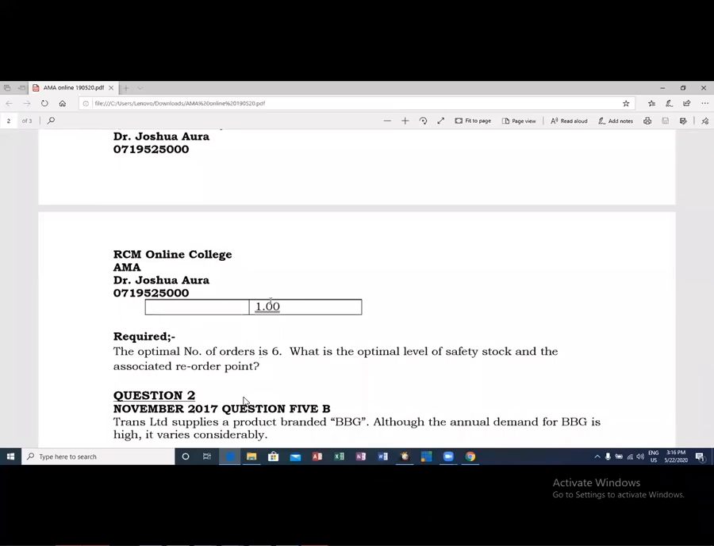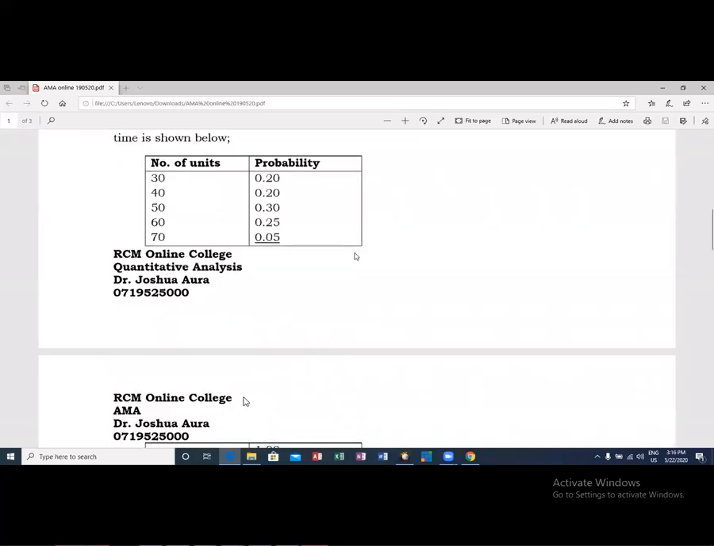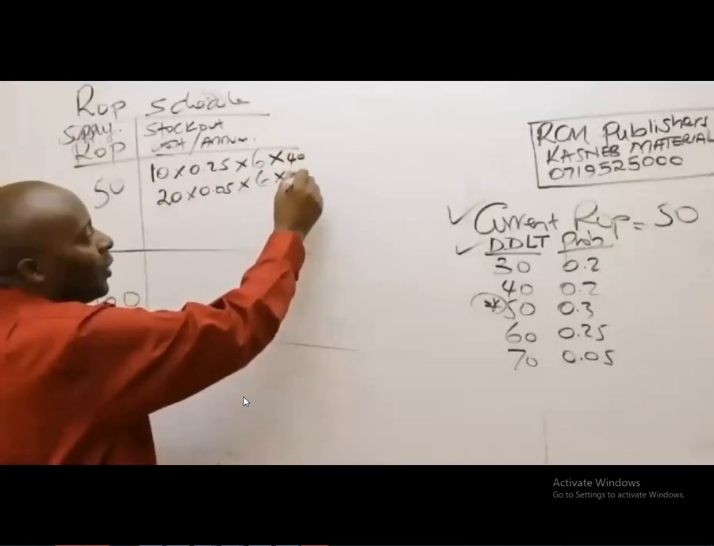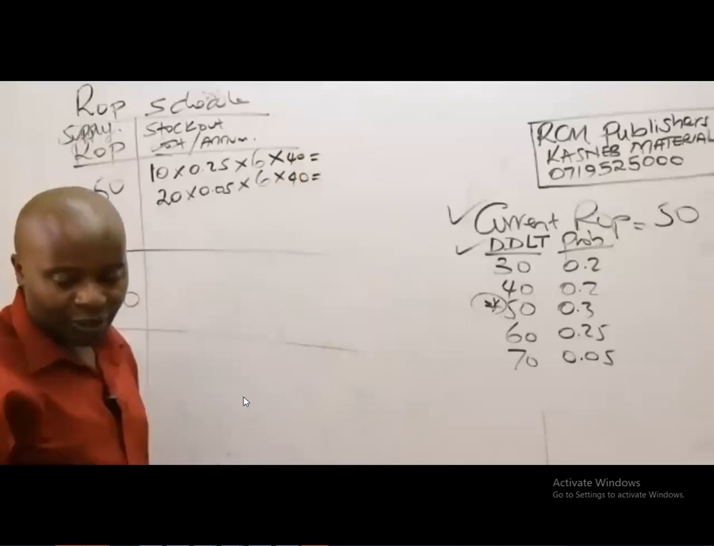So how do we change this to money, ladies and gentlemen? I'll be able to change this to money quite easily because they have given me the cost of a customer missing a stock item. The cost of a stock out, they gave us up there, is 40 per unit a customer misses. So we'll have to multiply this with 40, and this other one here with 40. And then you get your calculator.